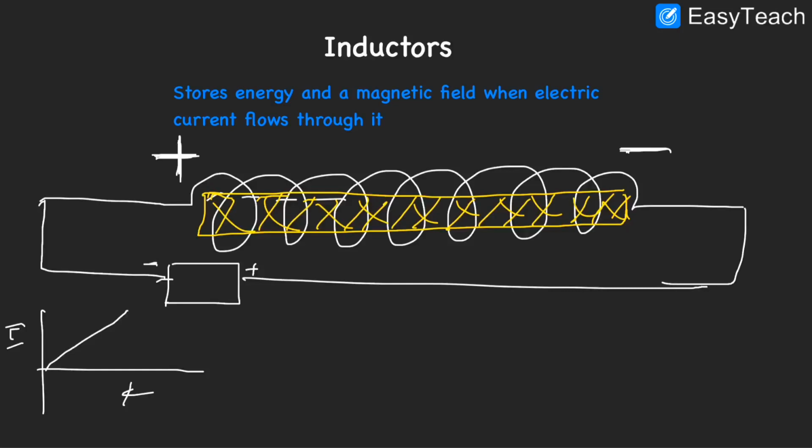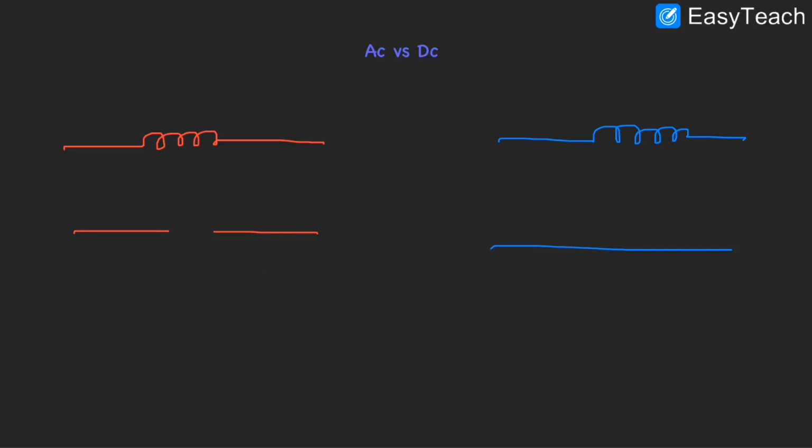So that is an inductor. If you have a change in current flowing through the circuit, the inductor develops a voltage across it that is going to oppose it. All right, so let's understand it a little bit better.